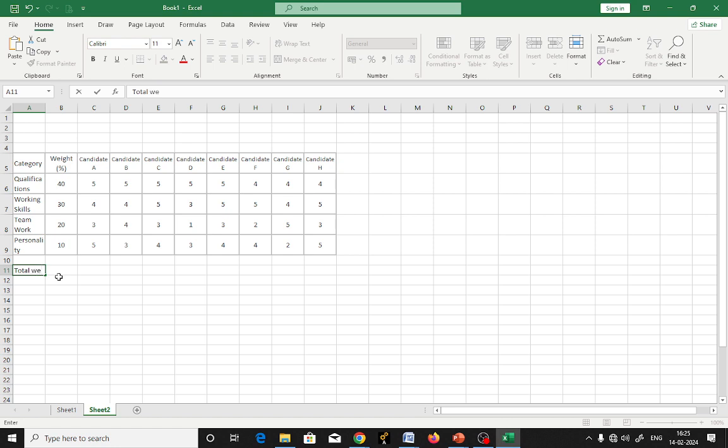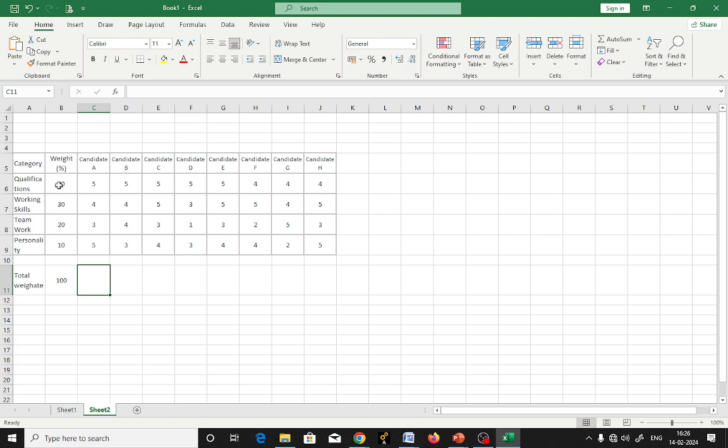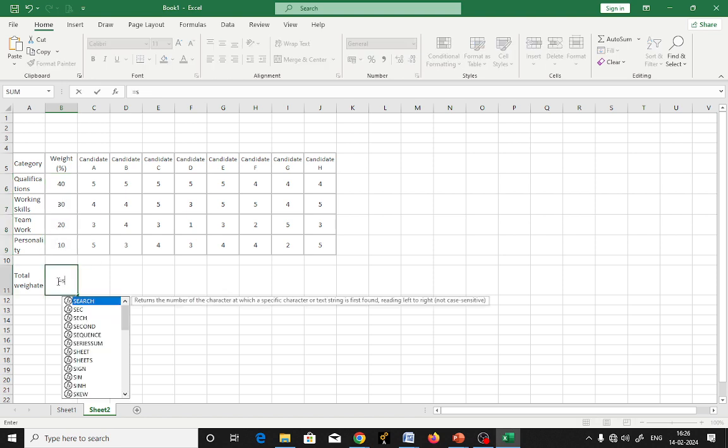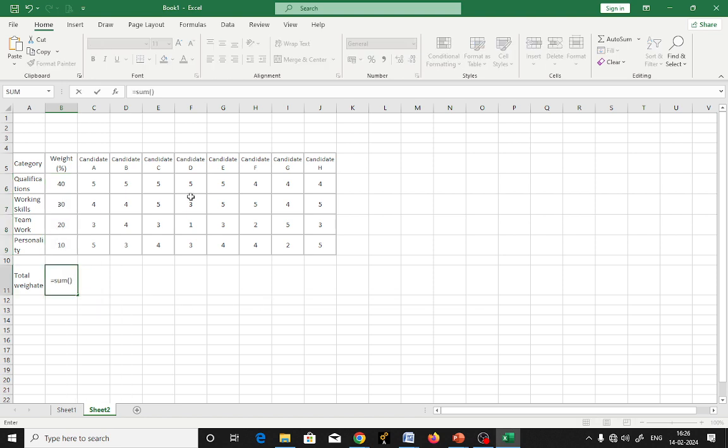Total weightage. How much is it? 100. Or else if you are getting confusion, equal sign, sum function, open parenthesis, click in the center, then select the range. So what is the range? B6 to B9. Right? It is 100.